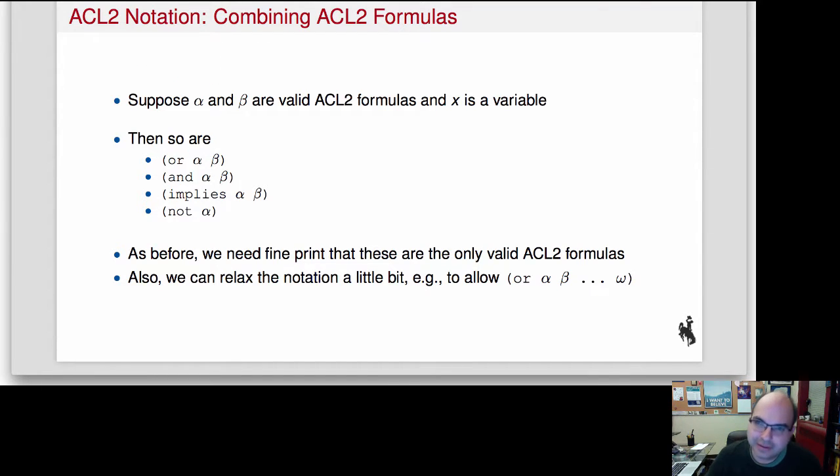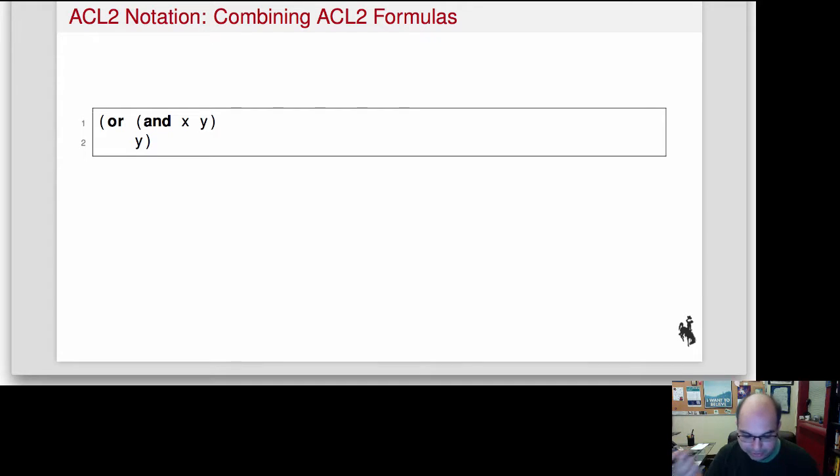And one nice thing about the ACL2 syntax is that we'll be able to relax things a little bit in the future. So for example, if you have alpha, beta, gamma, delta, and you're taking the or of all those, instead of having to say alpha or beta or gamma or delta and then parenthesize that, you can simply say or and then list them, okay? It's unambiguous. It knows what you mean, so we can get away with it.